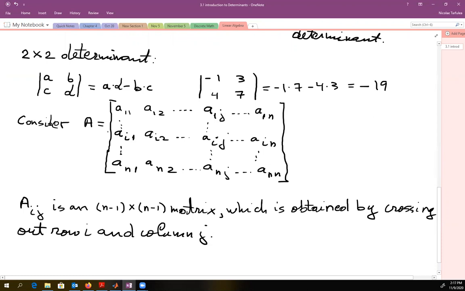So in other words, I get rid of this row, so this is out, and this column in general. In this way, I obtain an n minus 1 by n minus 1 matrix, which is associated to our matrix A. It keeps all the other entries in it.